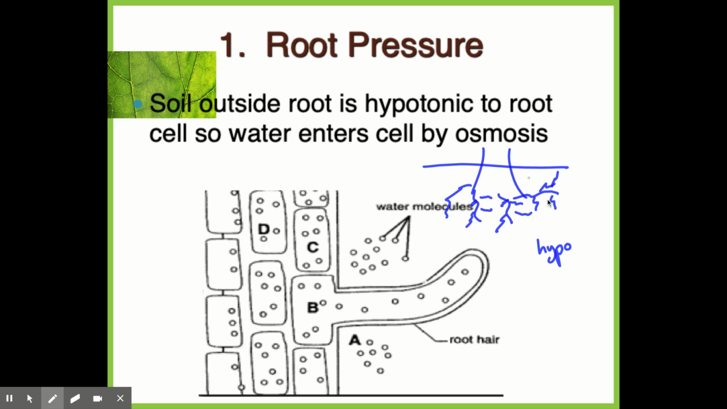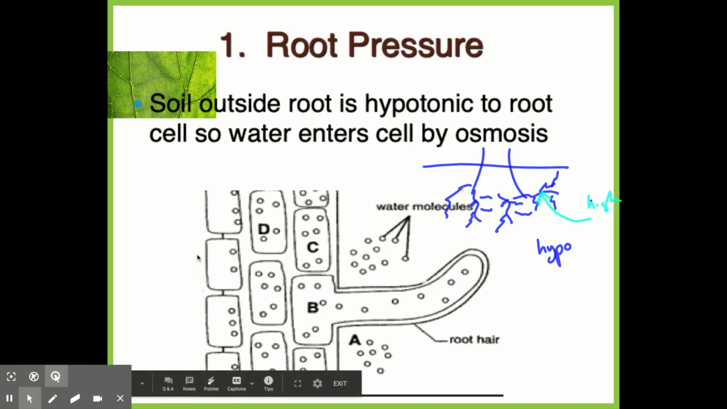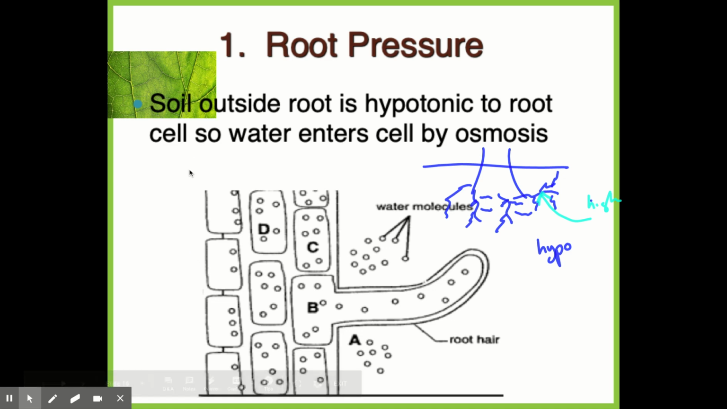So we're talking about our water and our minerals. So water is going to actually enter from the soil into the root because of osmosis, because there is a higher concentration on the outside in the soil and a lower concentration in the roots. So that creates root pressure. So it's going to actually push the water into the roots.